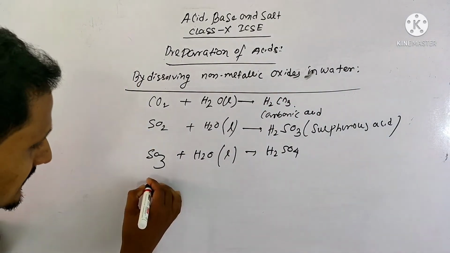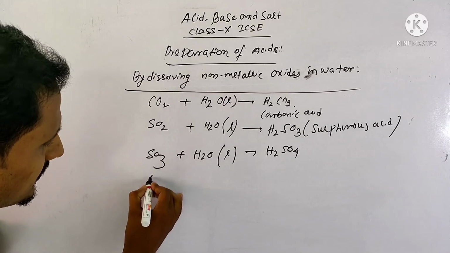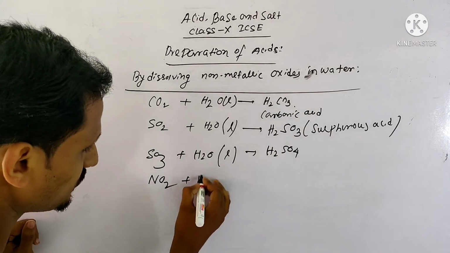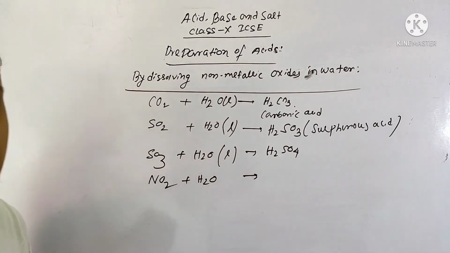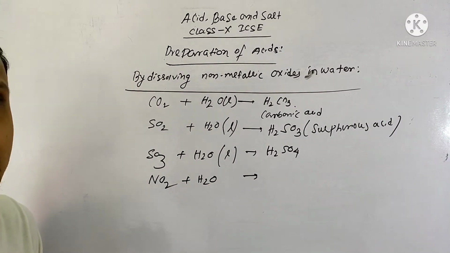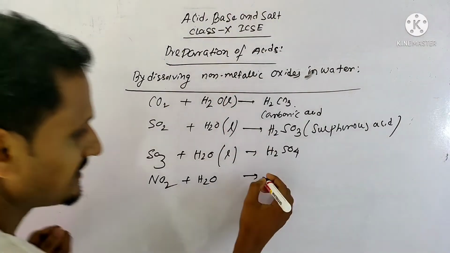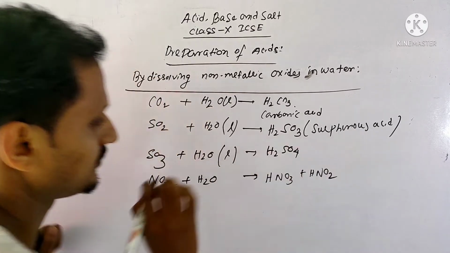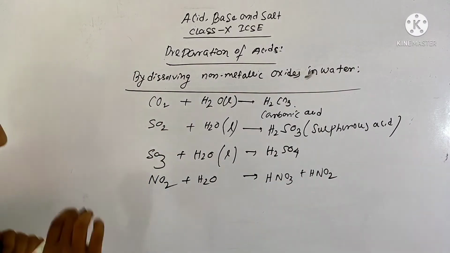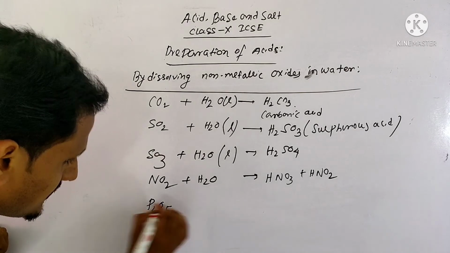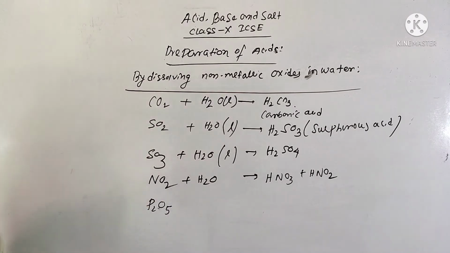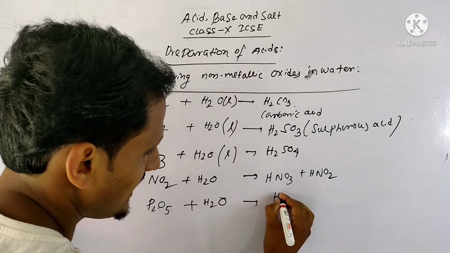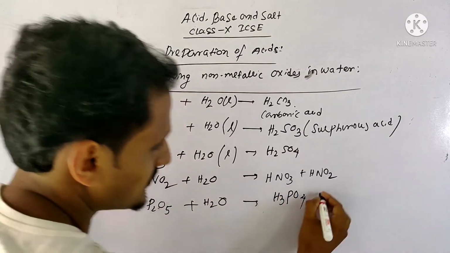Again, NO2, nitrogen dioxide, when it reacts with water, will form the corresponding nitric acid and nitrous acid, HNO3 and HNO2. Now phosphorus pentoxide, when it reacts with water, will form H3PO4, phosphoric acid.